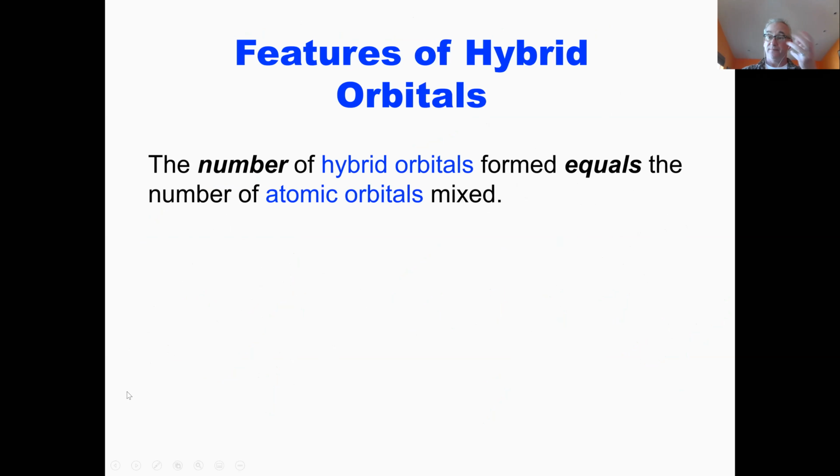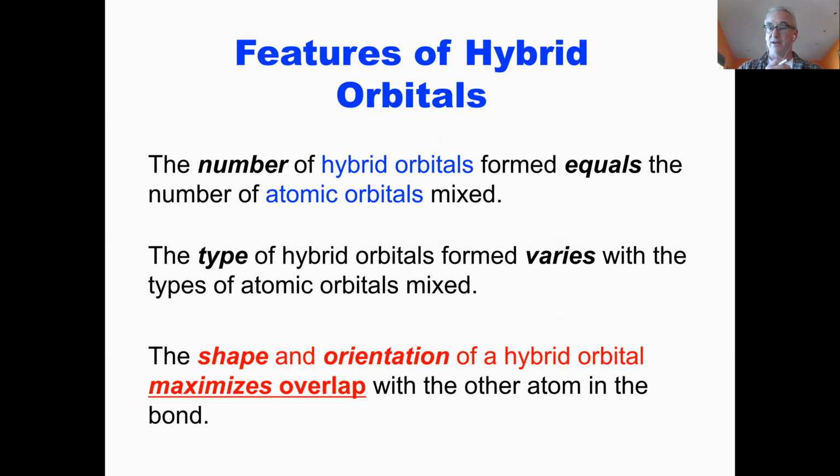Here are some of the features of these hybrid orbitals. The number of hybrid orbitals is going to be the same as the number of atomic orbitals, just like I showed you before. Carbon had the 2s orbital and the 3 p orbitals, they get mixed together, and so you come out with 4 sp3 orbitals. The number of orbitals is the same. The number of valence electrons is the same. Everything is the same except how they're organized in space, okay?